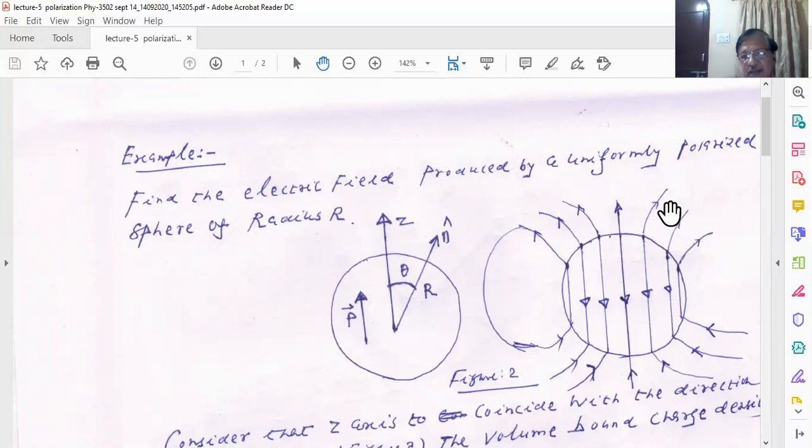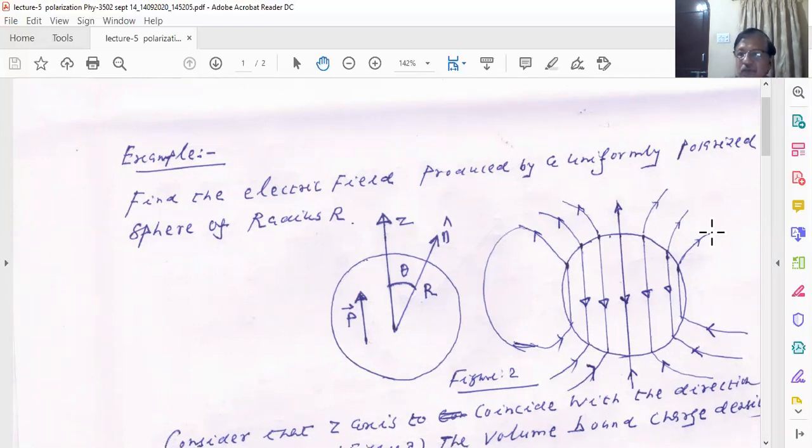So you can see here, look at the field pattern which I have mentioned outside the sphere. It is nothing but the field pattern of an electric dipole. And we have discussed the field pattern of an electric dipole. If you have a dipole, the field lines surrounding the dipole are like this, and this field is non-uniform, you see. So please remember that we have calculated the field inside as well as outside. So if the sphere is uniformly polarized, the field inside the sphere is uniform, but the field outside the sphere is like a field of an electric dipole.